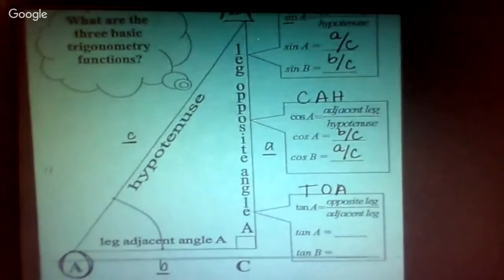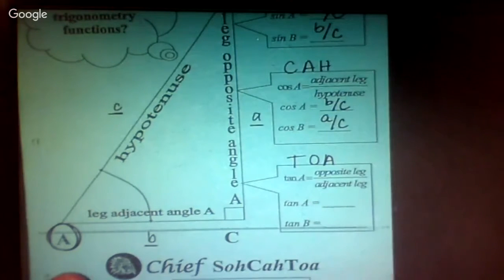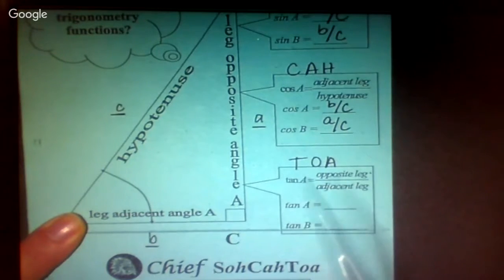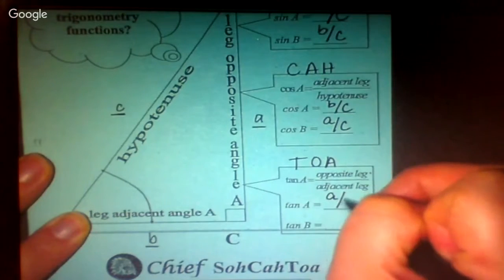Okay. So the only ones that are going to switch up is what side is adjacent and which side is opposite. Your hypotenuse will never change. Okay. When we go down and look at TOA, the tangent is your opposite over your adjacent. So again, it wants me to do the tangent of A. So I'm looking at this angle. Which one is opposite? A. Which one is adjacent? B.